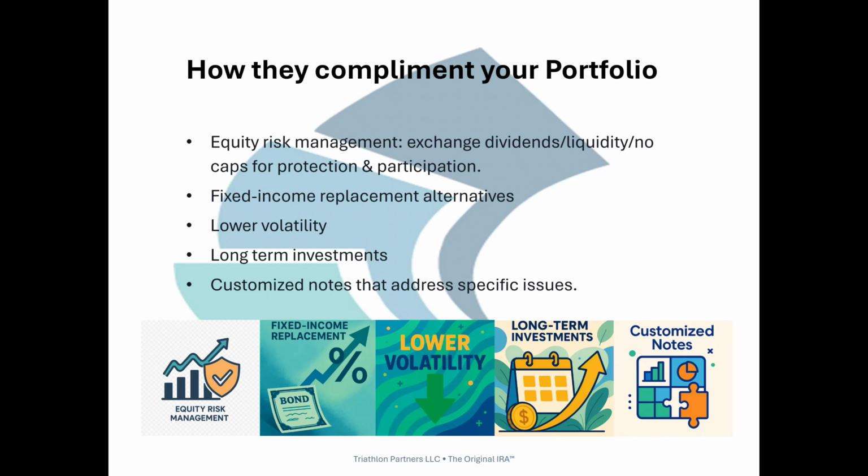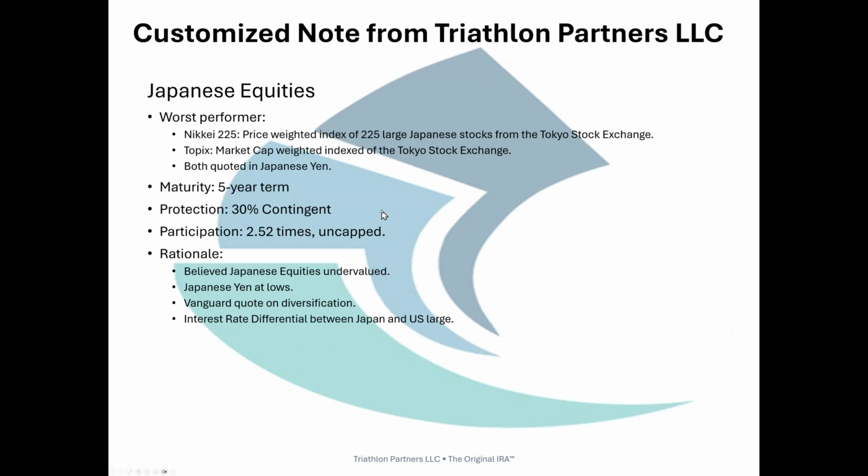So this is the type, that's the way you want to structure your volatility for specific views or specific situations. One note I'm going to highlight that we've put together for our clients, which was tremendously successful, for Japanese equities. You used the worst-of format between the Nikkei and the TOPIX. Those are both indexes of the Tokyo Stock Exchange. They're calculated differently. A 5-year term, again, 30% barrier contingent protection. And we got a multiplier of 2.52 times.